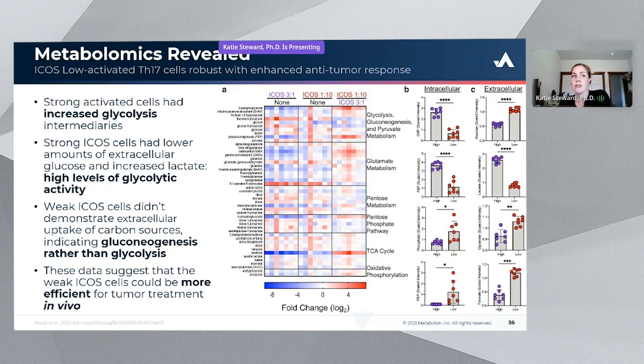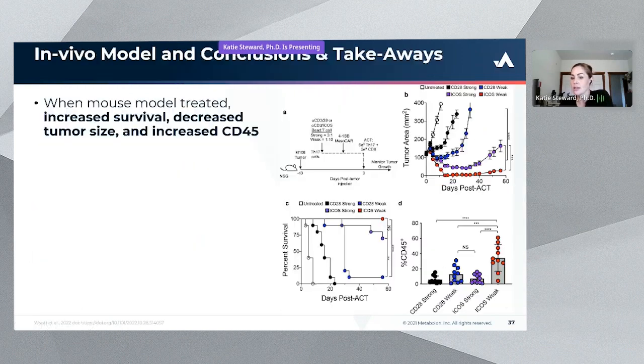So they're less reliant on that, so the tumor microenvironment would be less harmful to them. So this gave the researchers a lot of confidence that they would be able to utilize these weakly activated cells in treatments with mice with tumor.